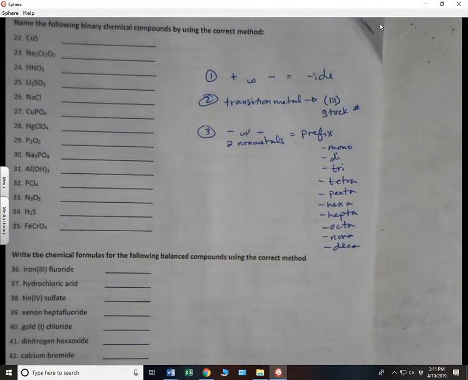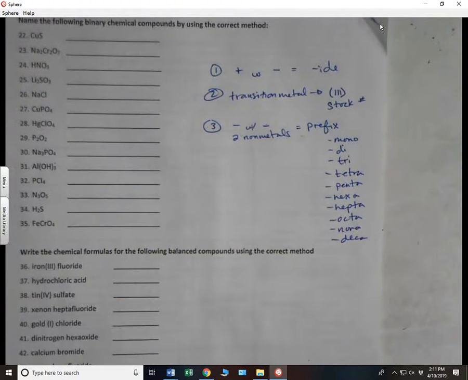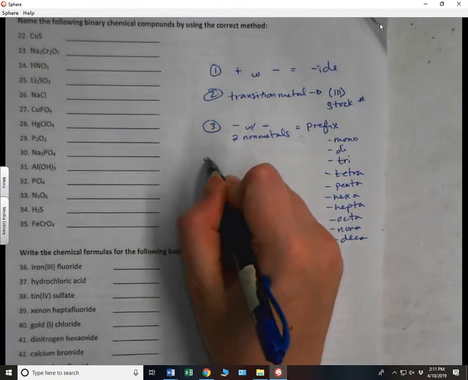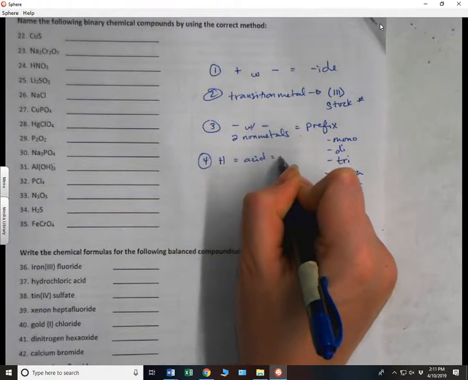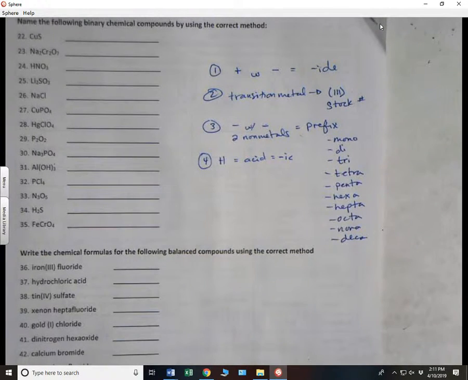The last rule are acids. If you have an H, it's an acid, which changes the ending to "-ic". I would right away, maybe on the back, just write yourself your 2 examples.